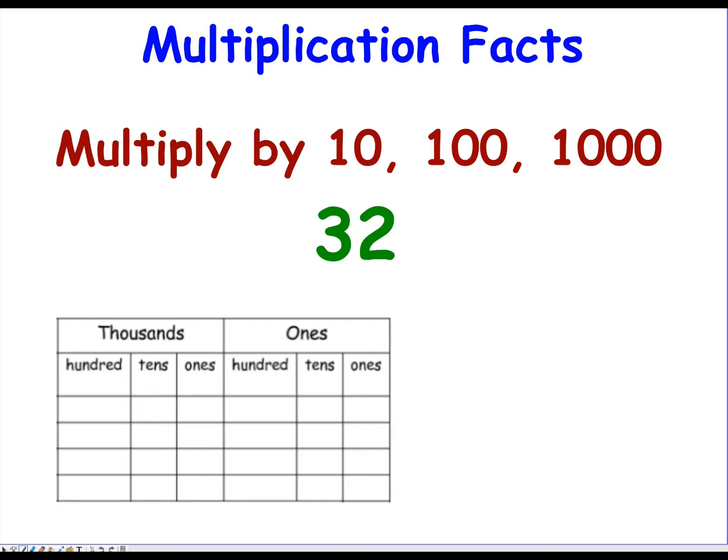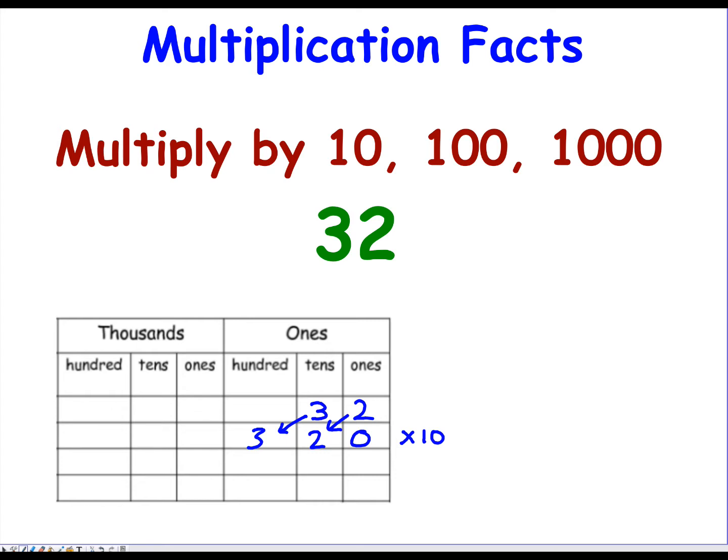One of the multiplication facts we've already come across is to multiply numbers by 10, 100 or 1,000. Now, if we take a number like 32, we have 3 tens and 2 ones. So to multiply it by 10, what we're essentially doing is moving it one place to the left with respect to the place values. So the 3 would go into the hundreds, the 2 would go into the tens, and a 0 would become a placeholder. So this 0 here becomes our placeholder.